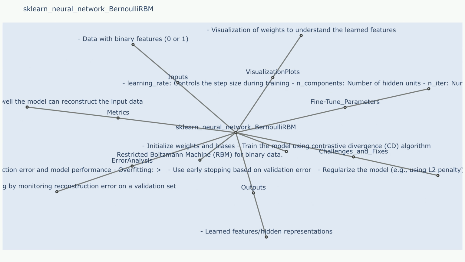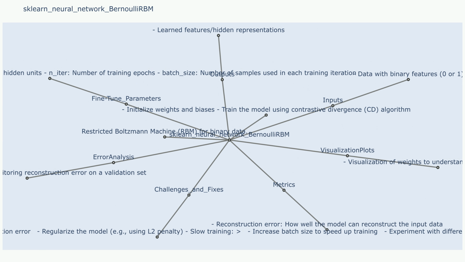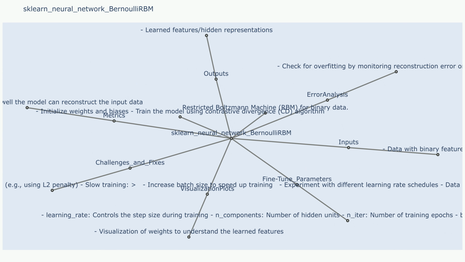Inputs. X, a 2D array of input data, where each row represents a data point. Y, an optional 1D array of target labels. Outputs. H, a 2D array of hidden layer activations. PH given NV, a 2D array of probabilities of the hidden layer activations given the visible layer activations. Steps. Initialization. The model initializes the weights and biases randomly.